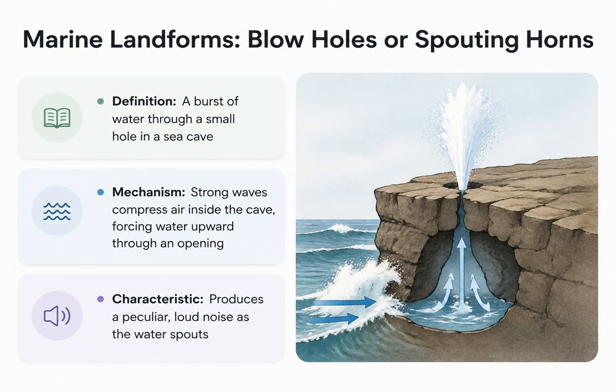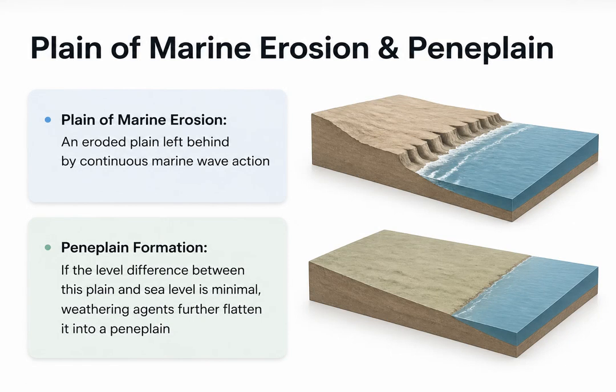Over long periods, the relentless pounding of ocean waves can carve away coastal rocks, leaving behind a flat surface known as a plain of marine erosion. If this newly formed plain sits very close to the current sea level, other agents of weathering, like wind and rain, will continue to wear it down. Eventually, this transforms the area into a peneplain, which is a nearly flat, featureless land surface shaped by prolonged erosion.